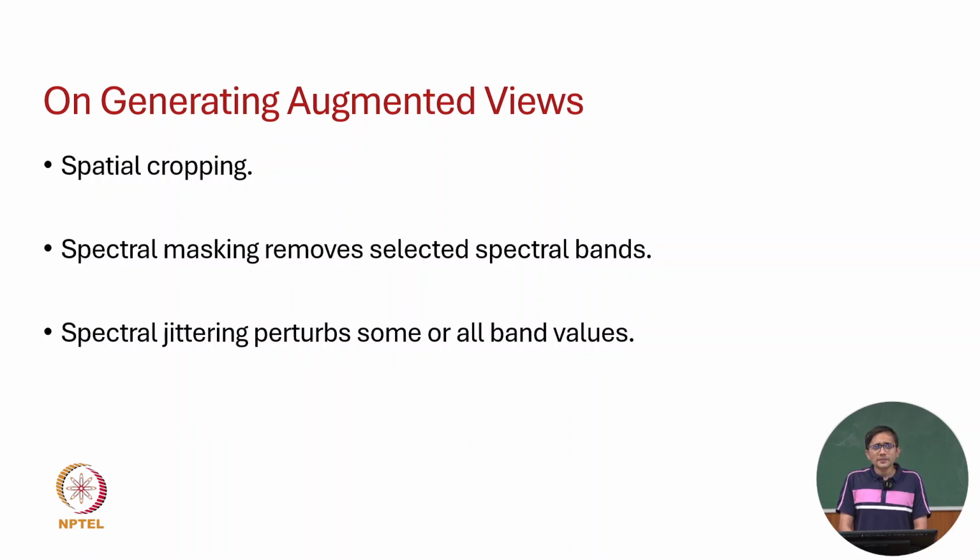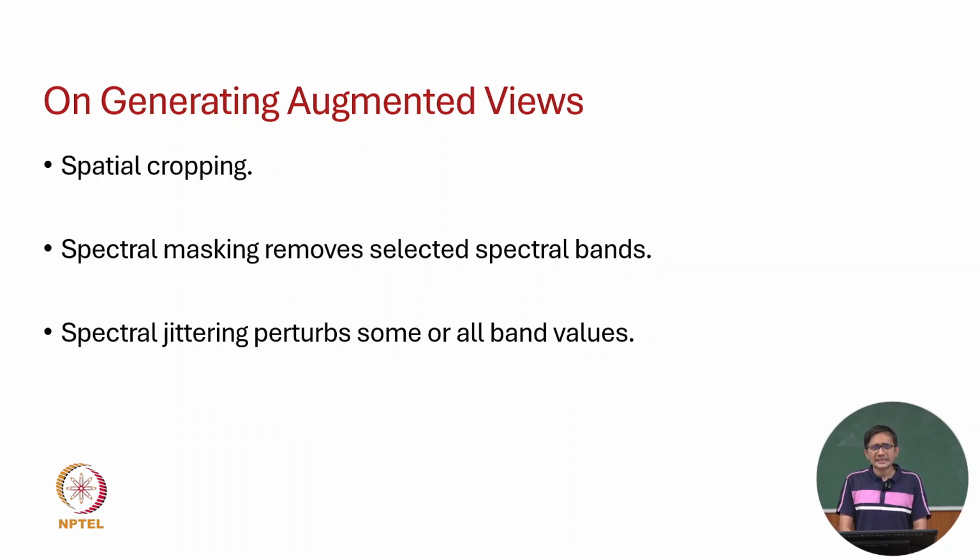So the possibilities range from spatial cropping. This has been already discussed in the normal image analysis context as well. Given, if you remember, an image of, let's say, 224 cross 224, one could crop 112 cross 112 patches from this larger image and consider them as different views.